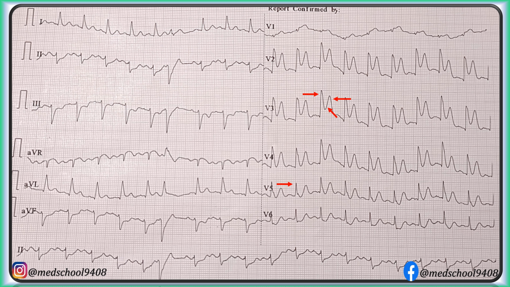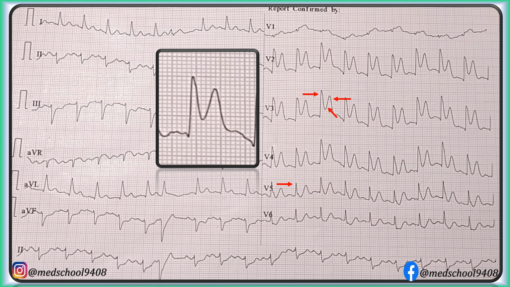Hence these R waves can be considered as tall. On looking closely, ventricular activation time is definitely more than one small box, that is 40 milliseconds. So these changes represent hyperacute phase of anterior wall STEMI.